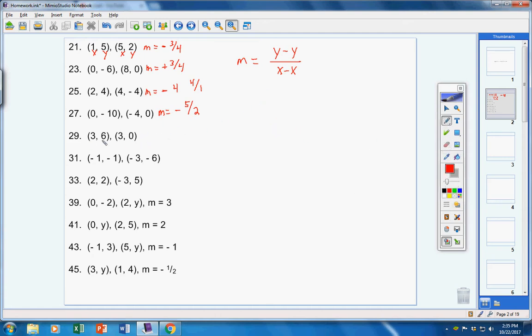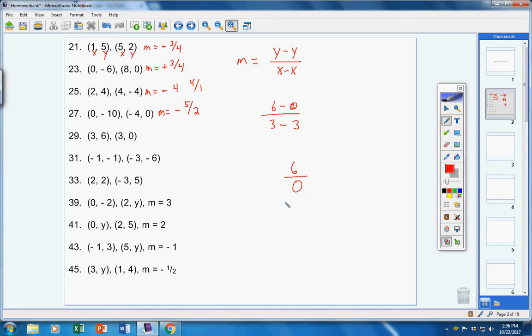Alright, okay, number 29. My first y is 6. My second y is 0, and my first x is 3, and then minus my second x is 3. 6 minus 0 is 6. 3 minus 3 is 0.